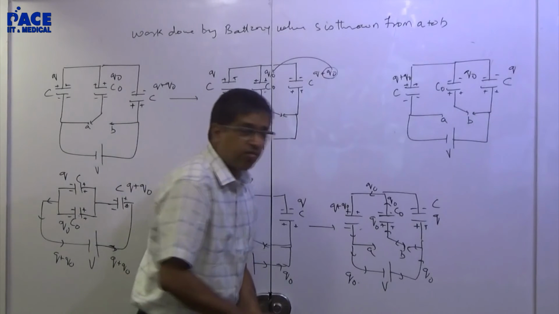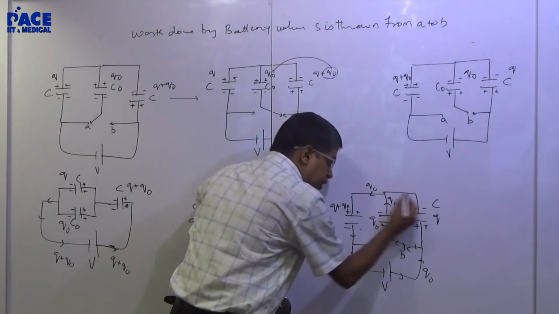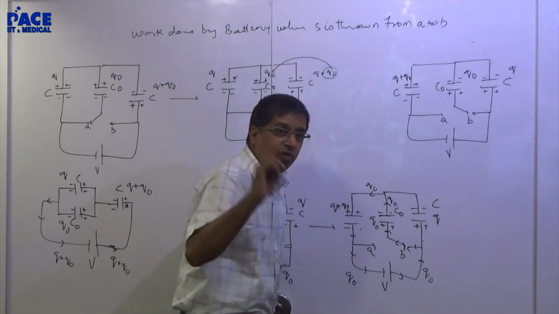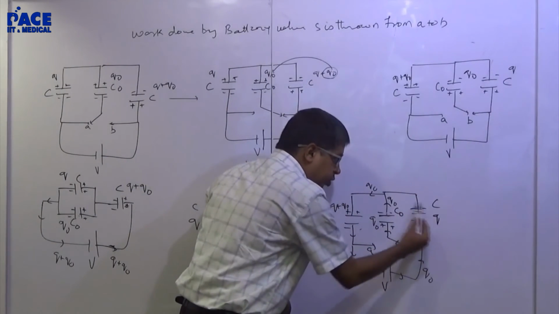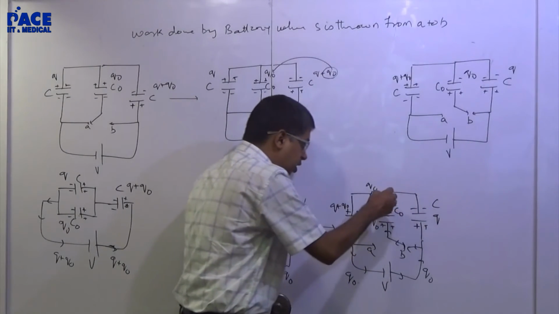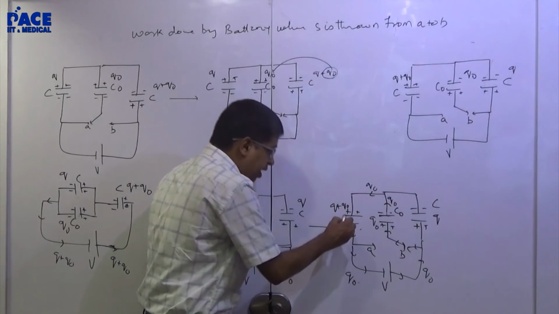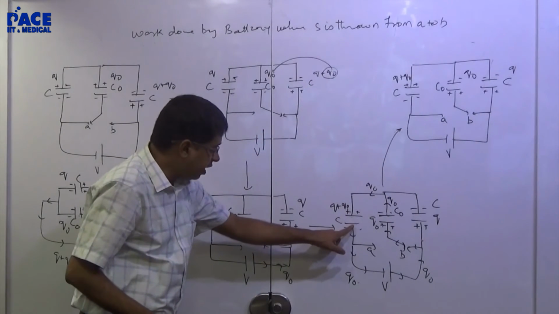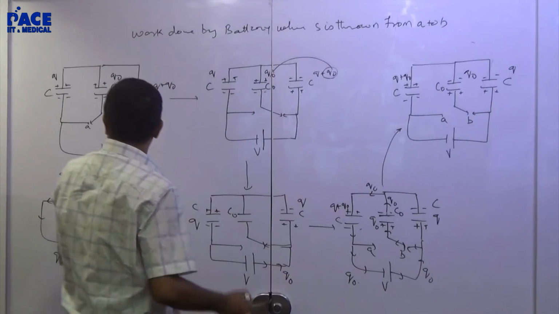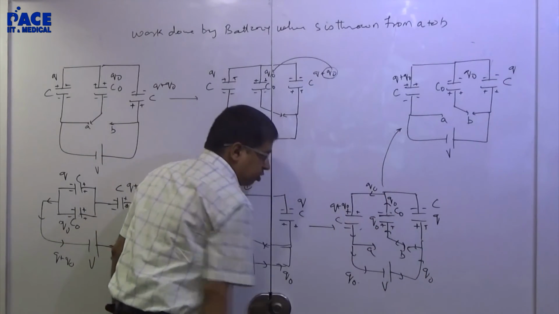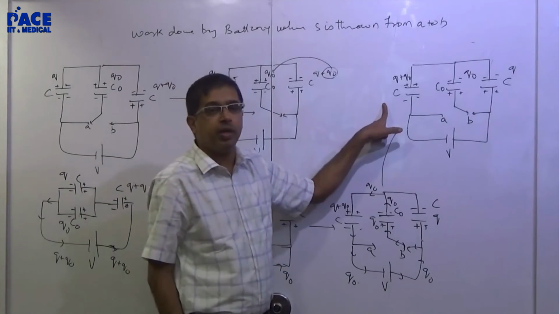Some students may feel, what makes you say that Q0 will not go to this side? Potential difference governs the flow of charge. This is already at its maximum capacity. That means this will be at higher potential. So charge will flow this way and come to Q plus Q0. As a result of which, negative charge also will become Q plus Q0. And then positive charge of Q0 will be pushed into the circuit, leaving you with this particular configuration.